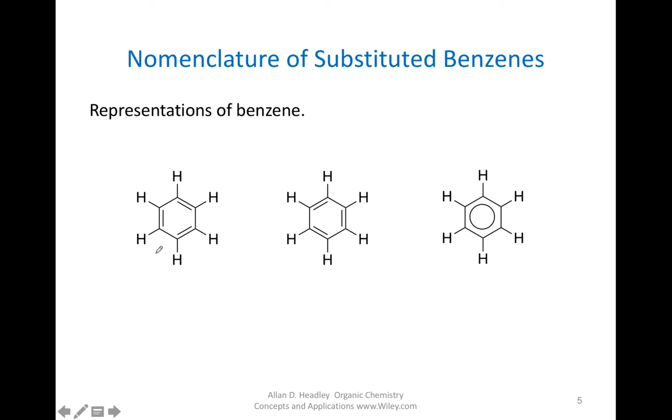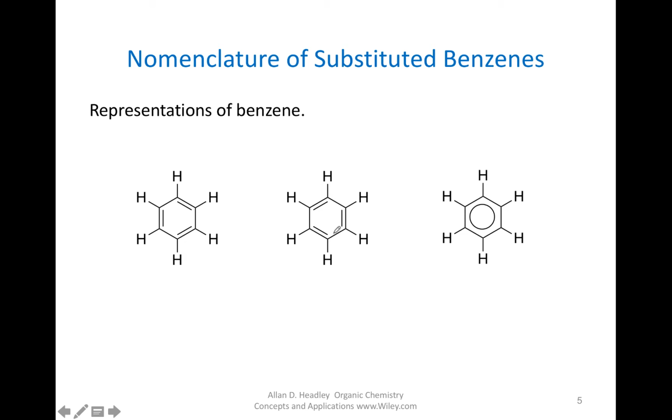Benzene is a unique molecule. In fact, next semester there are a couple of chapters which are dedicated to the study of benzene. But here are three representations of the structure. You can see here it's a six-membered ring with three double bonds. Notice here the double bonds are between this carbon here, these two carbons, but over here it's not.